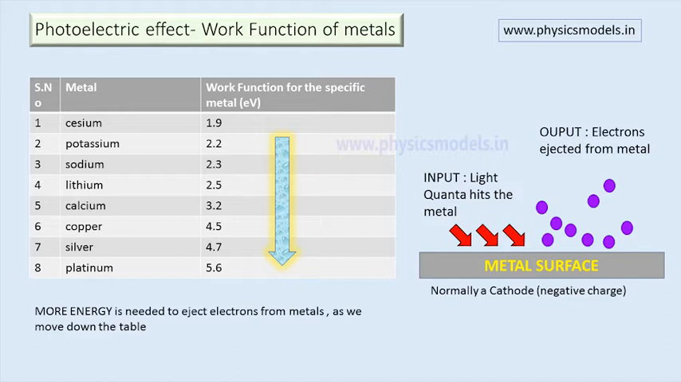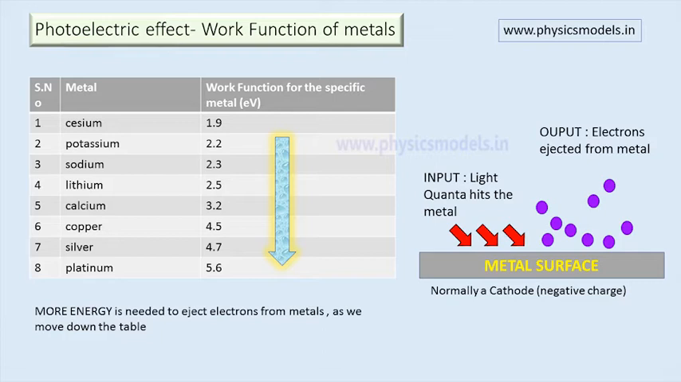and you can see various metals, cesium, potassium, sodium, and you can see the work function, which is given as 1.9 electron volts for cesium, and as we go down the table we can see the work function increases. That means for platinum 5.6 electron volts is required to release one electron from platinum. That means that the energy required is increasing as we move down the table.